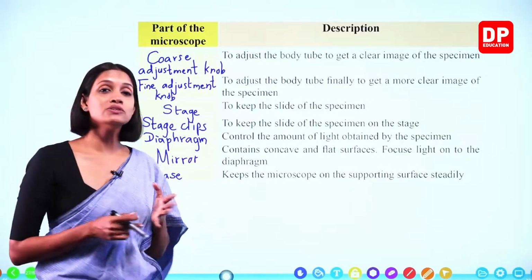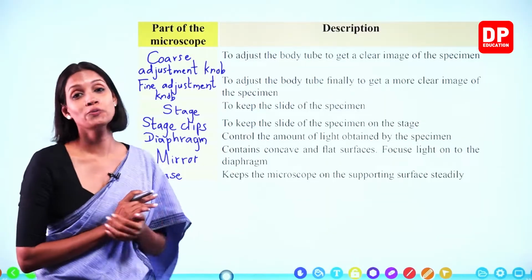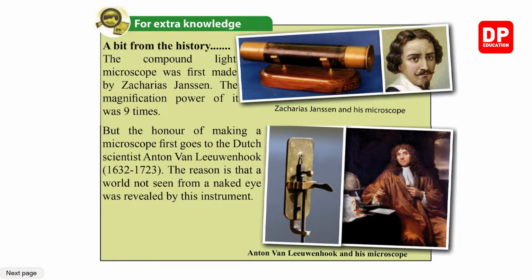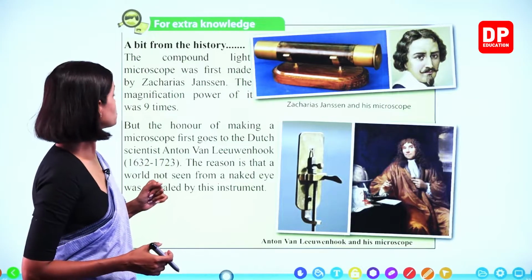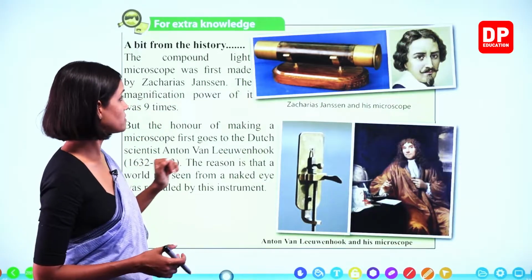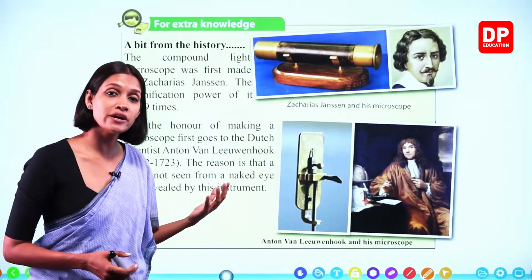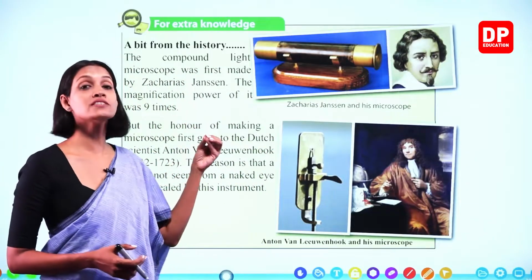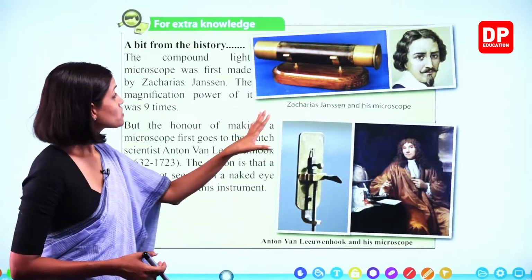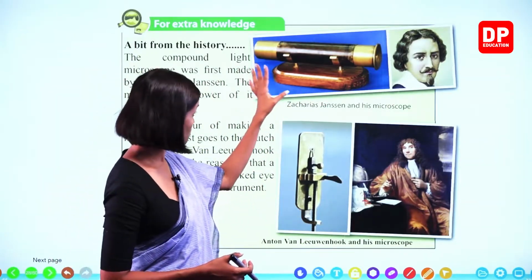So now you should be able to label each part and you should know the function of each part of the microscope too. We'll move on to the next. Okay, so we have this extra knowledge part on the microscope, right? So a bit from the history. The compound light microscope was first made by Zacharias Janssen. This is the person, Zacharias Janssen, and his microscope. Compound light microscope means the microscope that uses two convex lenses. So this is the person who made a microscope with two convex lenses for the first time.